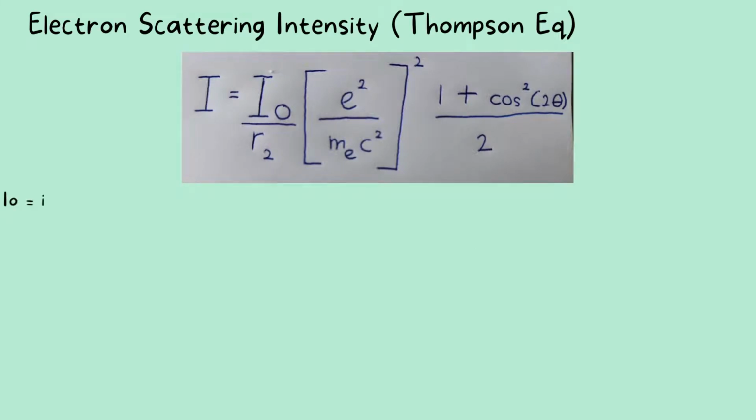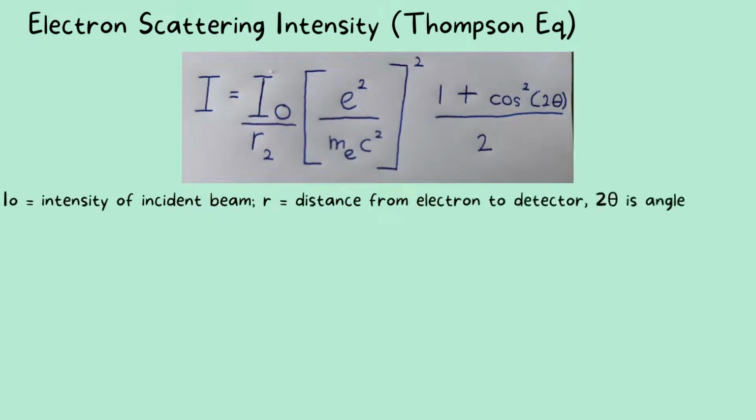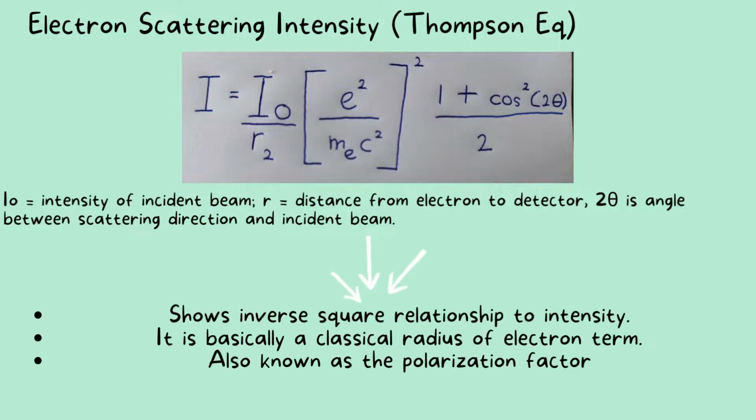From the equation, I is intensity of incident beams. R is distance from electron to detector. 2 theta is angle between scattering direction and incident beam. The equation shows an inverse square relationship to intensity. The equation is basically a classical radius of electron term. It is also known as polarization factor.